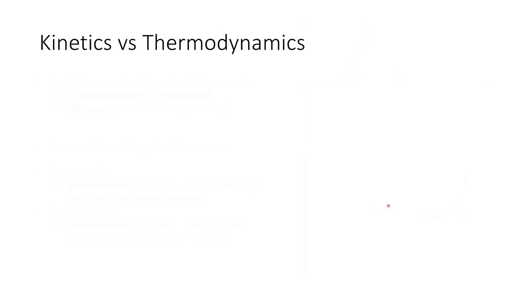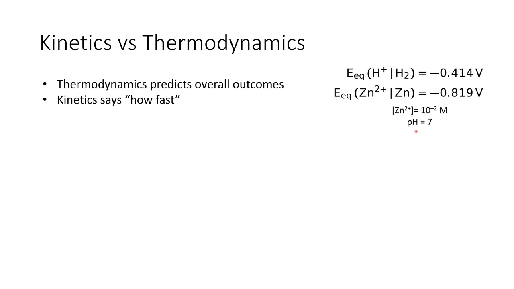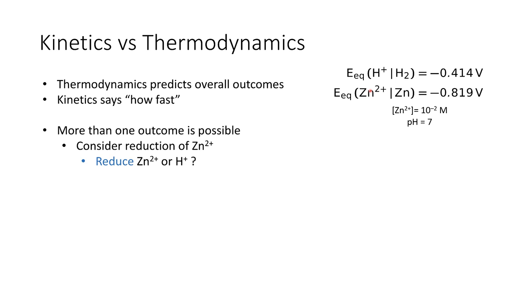We always have a struggle between kinetics and thermodynamics. Thermodynamics predicts overall outcomes for our reactions, for our cell potentials, for everything in chemistry, while kinetics says how fast something happens. So if we consider a particular cell where we've dissolved zinc chloride in a solution at 10 to the minus 2 molar, and we maintain the pH at 7, we would expect to see these cell potentials. When we look at this couple, we can see that we have two possible reductions happening. We can either reduce H+ to hydrogen gas, or we can reduce zinc 2+ to zinc metal. So more than one outcome can come out of this cell. So are we going to reduce zinc, or are we going to reduce hydrogen?